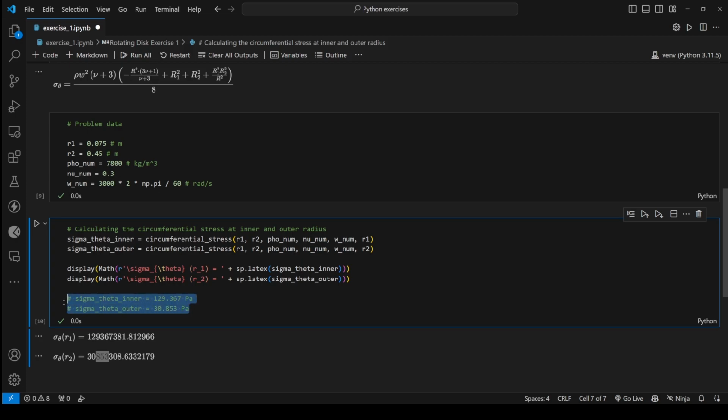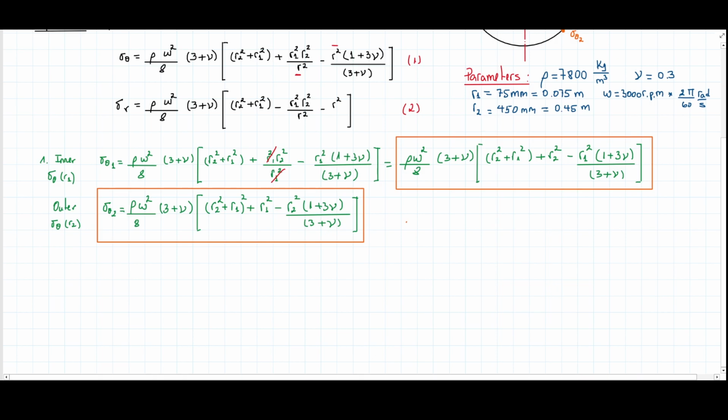So let's go back to OneNote and write them down. Here it is. Sigma theta at R1 is going to be equal to, let me just quickly check, 129.367 megapascals. And sigma theta at the outer radius is going to be equal to 30.853 megapascals. And we have our first solutions. I'm going to mark them here.